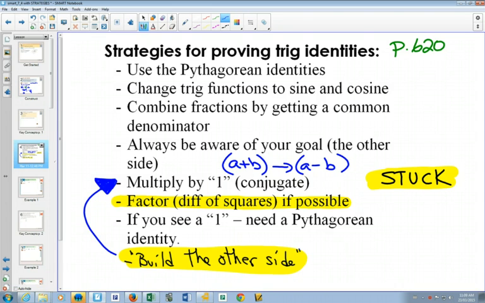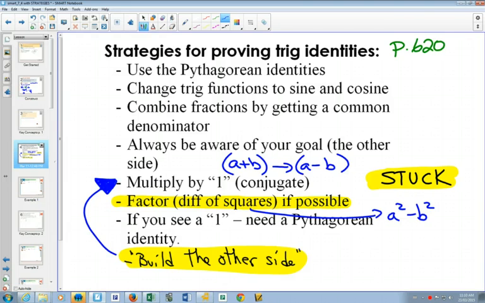And it's very much related to a difference of squares. Because if I multiply an a plus b times an a minus b, I get a difference of squares, which would look like a squared minus b squared. So really, this build the other side and this factoring difference of squares are connected to each other. Because you either can solve it by factoring, and then things cancel out, or you can solve it by building it and see how things go.